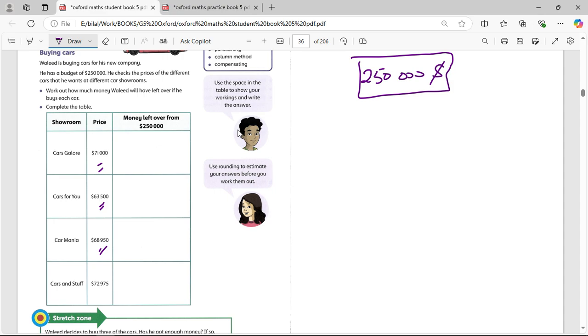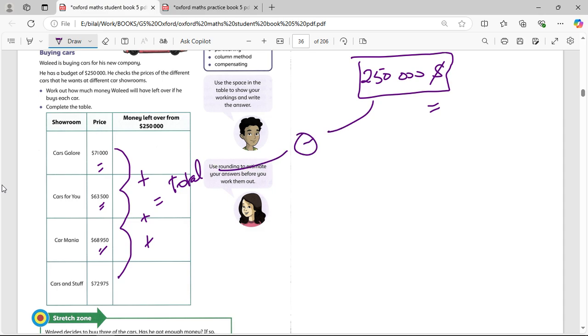Either I subtract from this main money one by one, or I count how much money I'm going to extract from this main money. Get me? Either you add all of the money that you're going to use, and then in the end, when you find the total, you subtract it from this money. Or you have another method. It's up to you. It depends on how the table is organized for you.